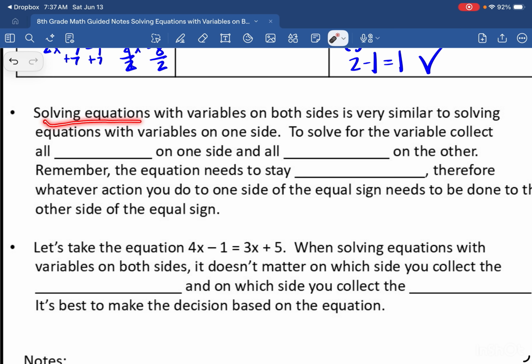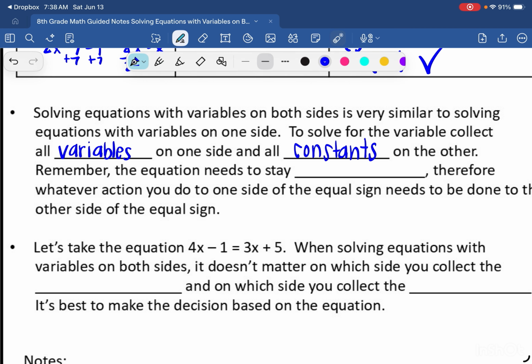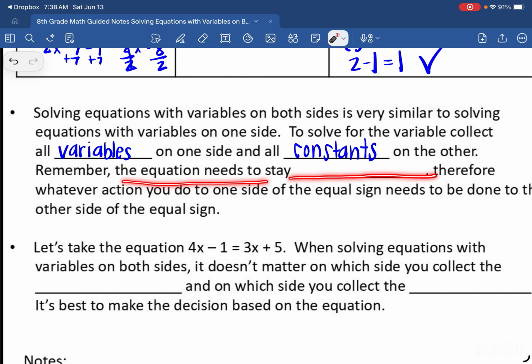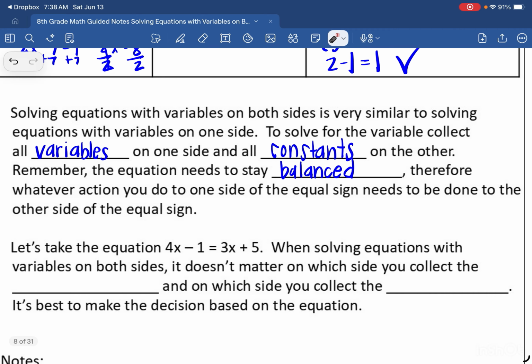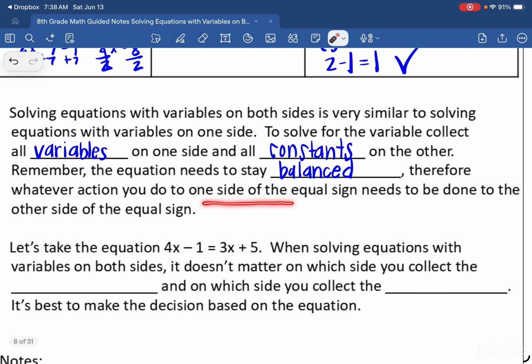Solving equations with variables on both sides is very similar to solving equations with variables on one side. To solve for the variables, collect all variables on one side and all constants on the other. Remember, the equation needs to stay balanced. Therefore, whatever action you do to one side of the equal sign needs to be done to the other side of the equal sign, and that will help keep it balanced.